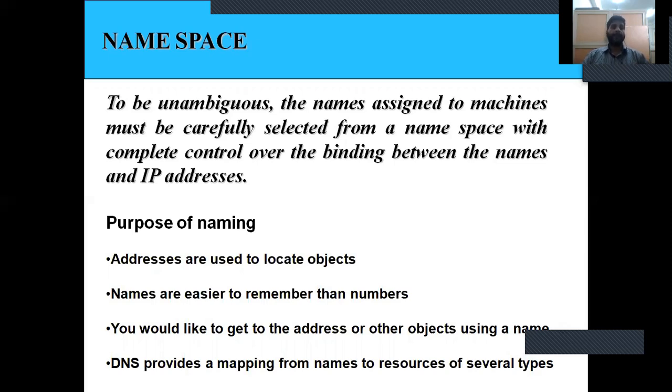And the purpose of naming: addresses are used to locate objects. Second purpose, names are easier to remember than numbers. You would like to get the address of an object using a name. And next purpose, DNS provides a mapping from name to resources of several types. So these are a few purposes of naming, to identify the IP address in the form of names.